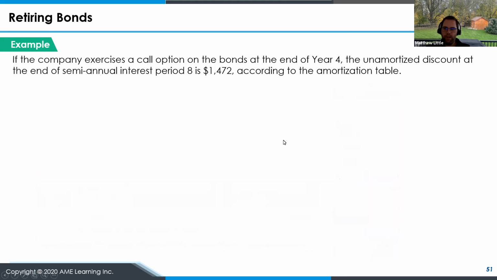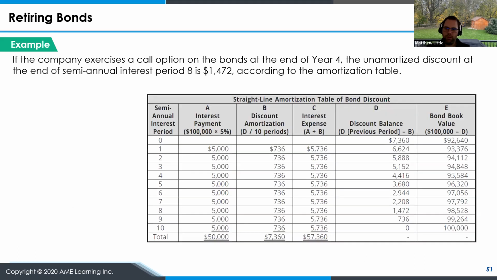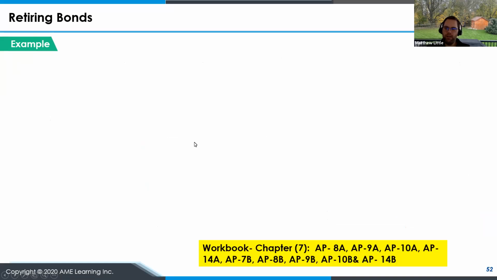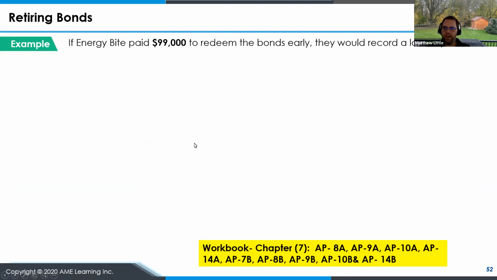What if we exercise a call or a redeem option at the end of year 4? So if we look at our table, at the end of year 4, which is payment 8, we would have a discount balance in this example of $1,472 remaining. So the book value would be $98,528. However, we might pay something different than $98,528. So what if we paid $99,000?